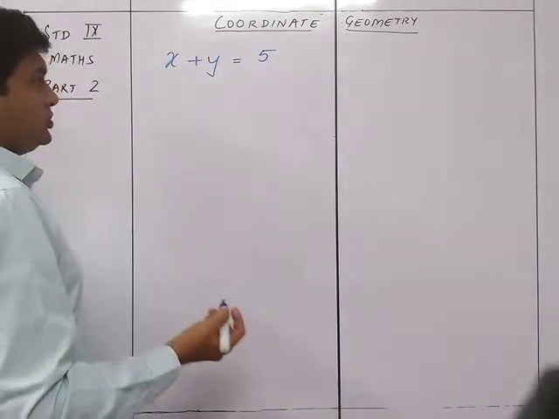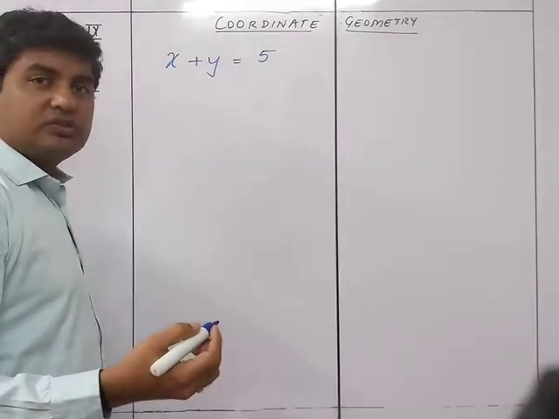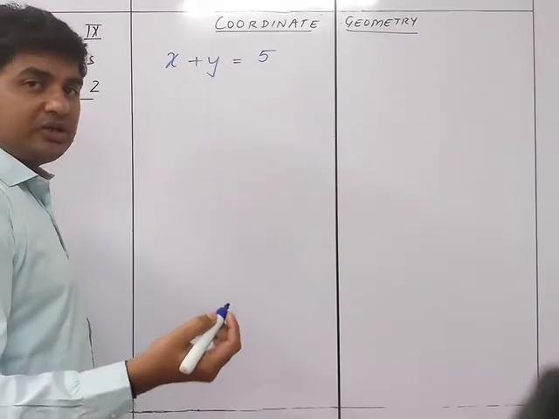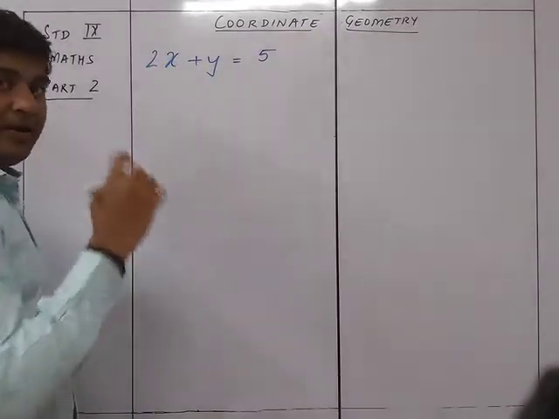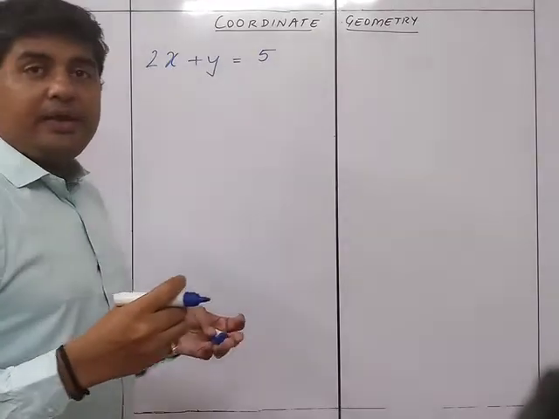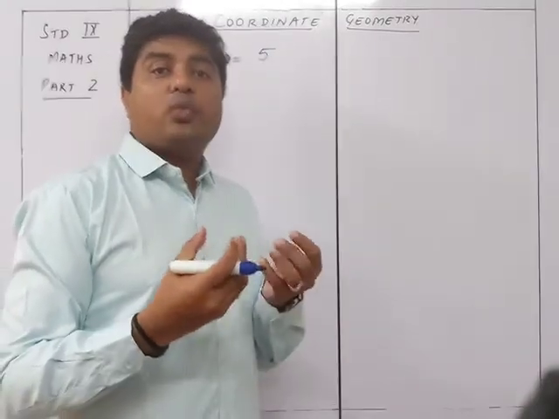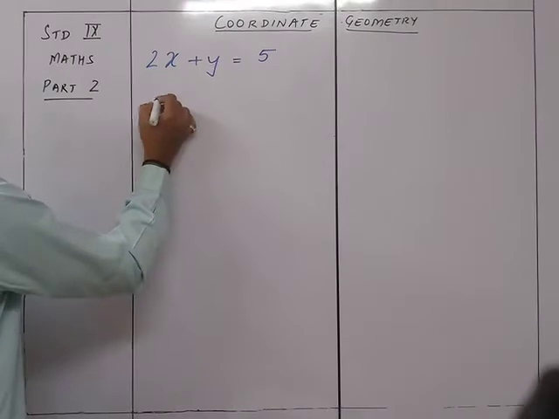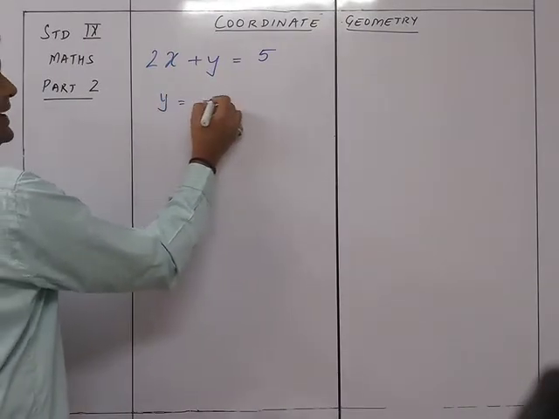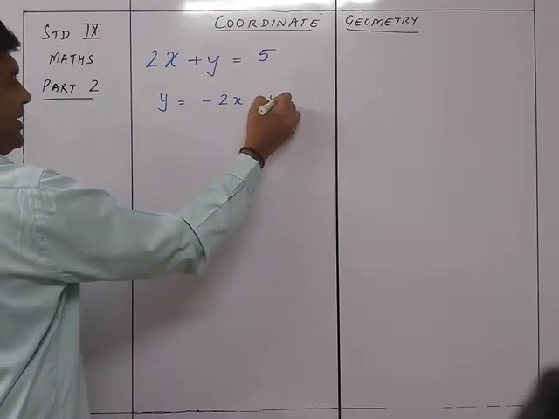First thing we'll do is convert this equation into a form wherein I take either x or y as the subject. So basically it will be like this, that y will be equal to minus 2x plus 5.